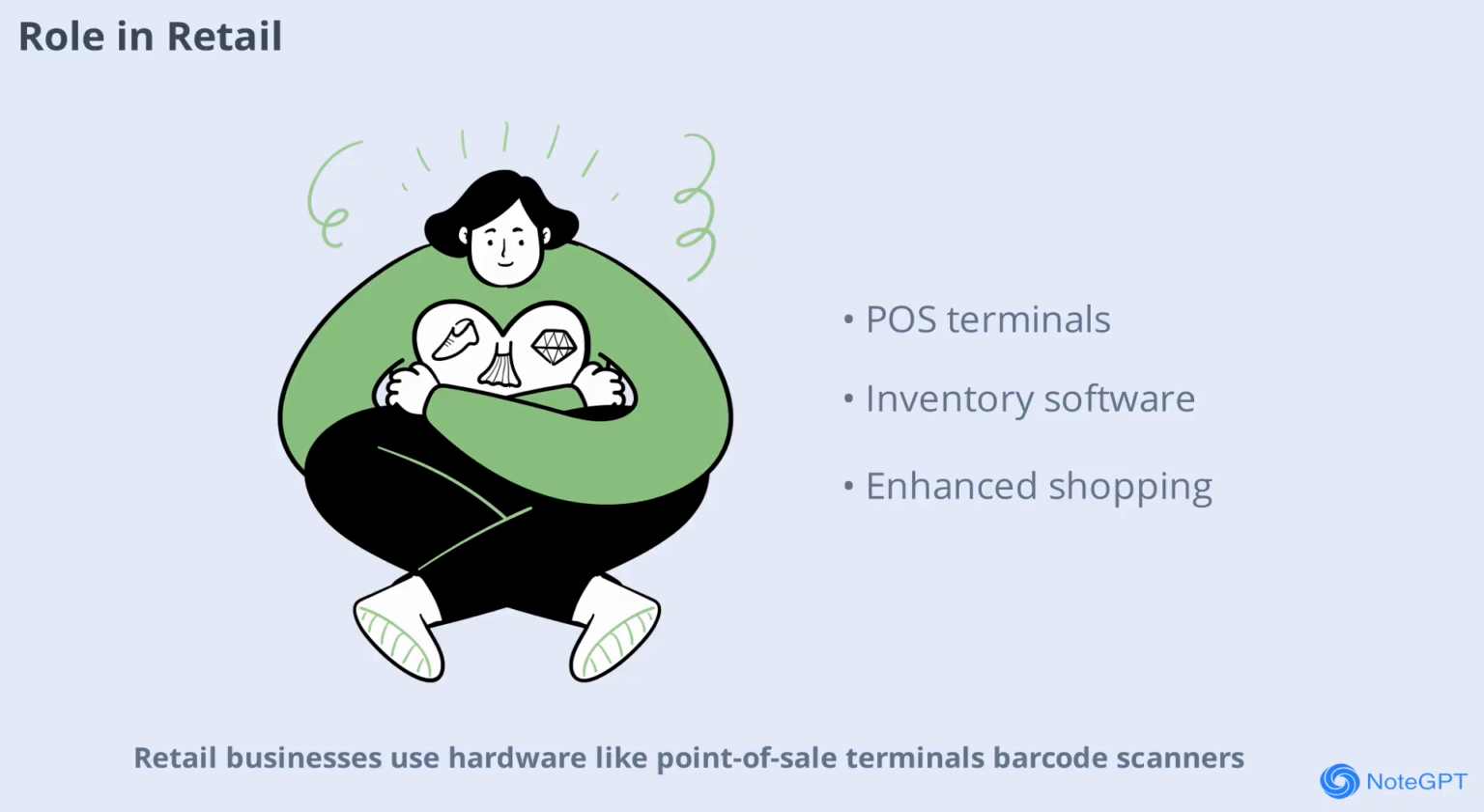Retail businesses use hardware like point-of-sale terminals, barcode scanners, and digital displays, paired with software for inventory management, sales tracking, and customer engagement. This combination streamlines operations and enhances the shopping experience.